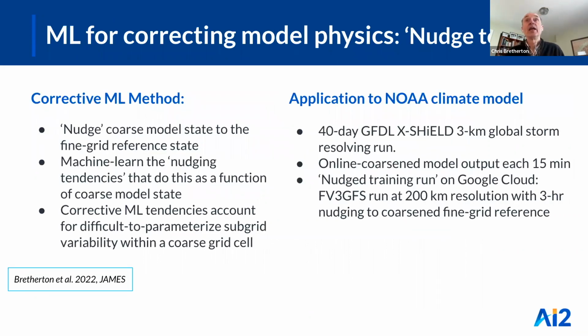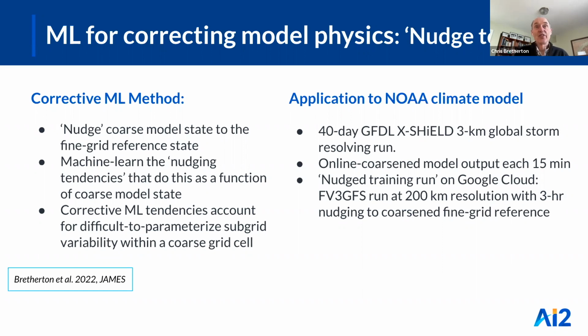Okay, so now how do we apply machine learning in this context? In our initial application, we only had a 40-day run to train on, so we only tried to train and test on single seasons. We have to coarse grain the model output from that 3 kilometer grid to the coarse resolution, 200 kilometers. We partly do that online, and then we do part of the coarsening offline from 25 to 200 kilometers. And we have coarse model output every 15 minutes.